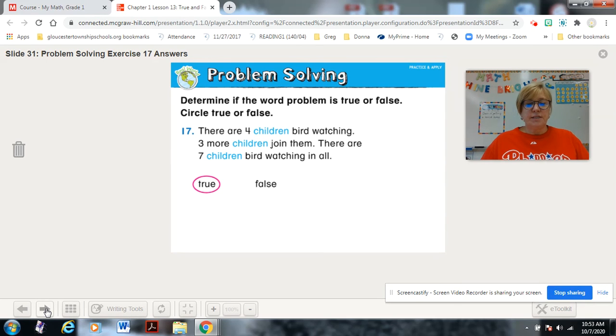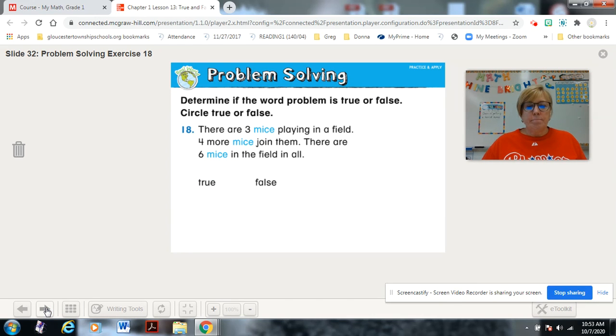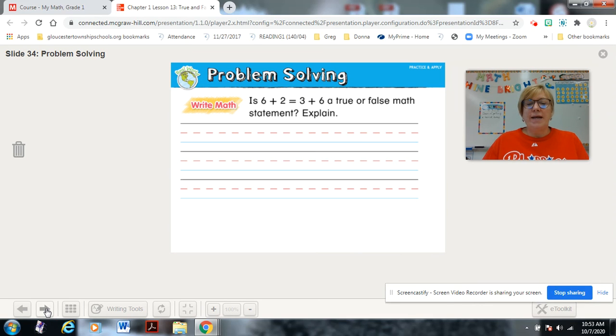Okay, math detectives, did you get true? Good job. Yep, 4 plus 3 equals 7. Very good. All right, next one. There are 3 mice playing in a field. 4 more mice join them. There are 6 mice in the field in all. Pause and solve. That's false. 3 plus 4 doesn't equal 6. In fact, we just figured that out, didn't we, in the last math problem? Good detectives.